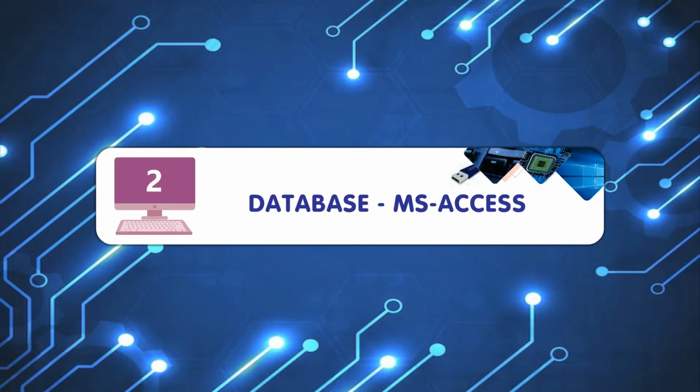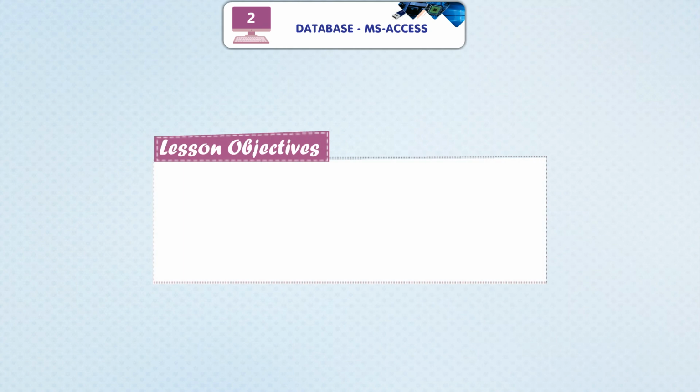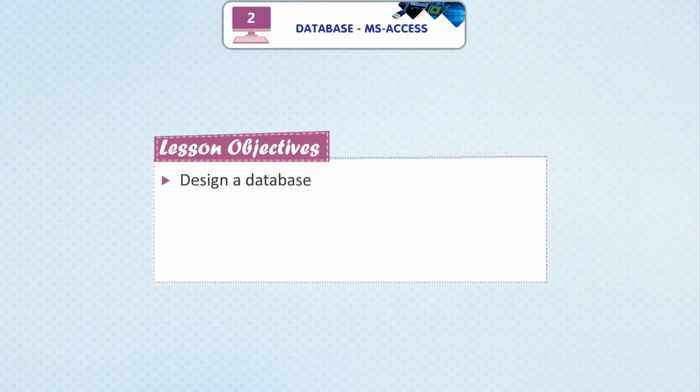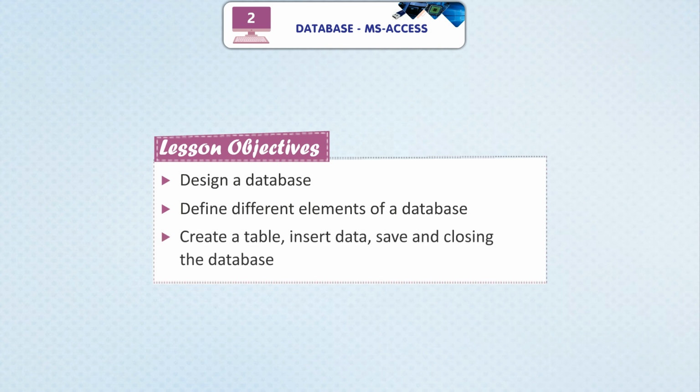Chapter 2 Database MS Access. Lesson Objectives. Database and DBMS. Start and close MS Access. Creating a new database. About different users of a DBMS. Design a database. Define different elements of a database. Create a table, insert data, save and closing the database.